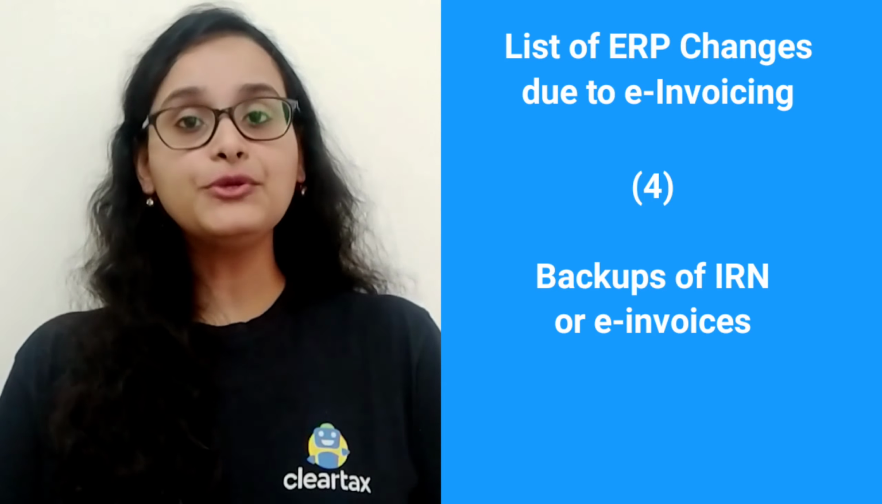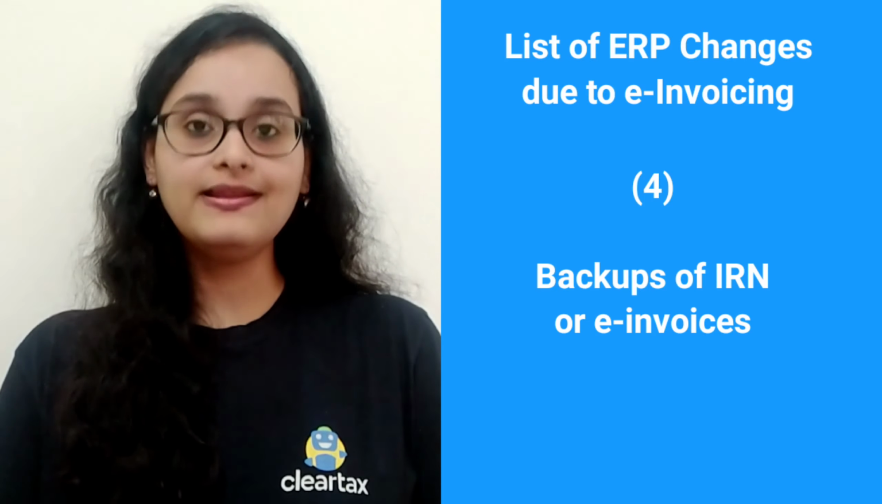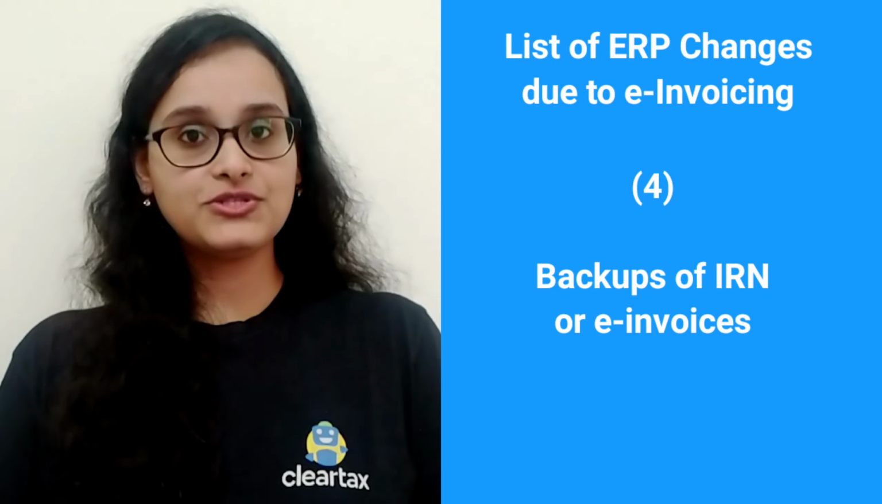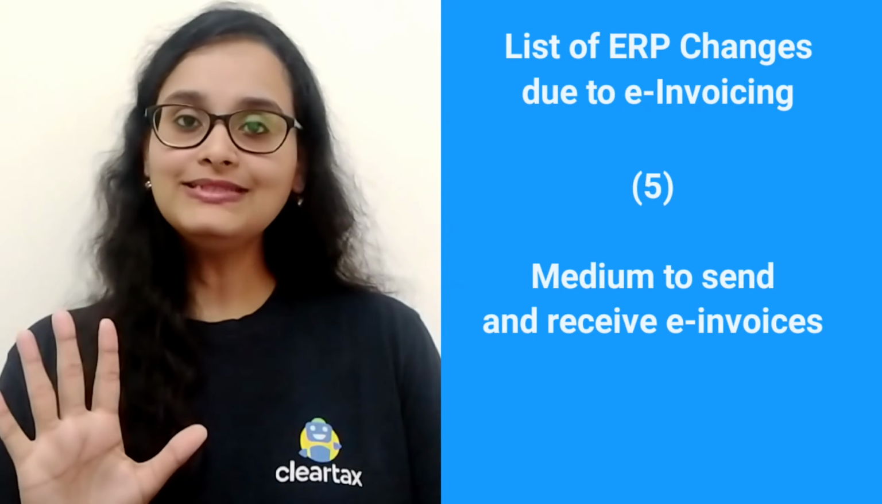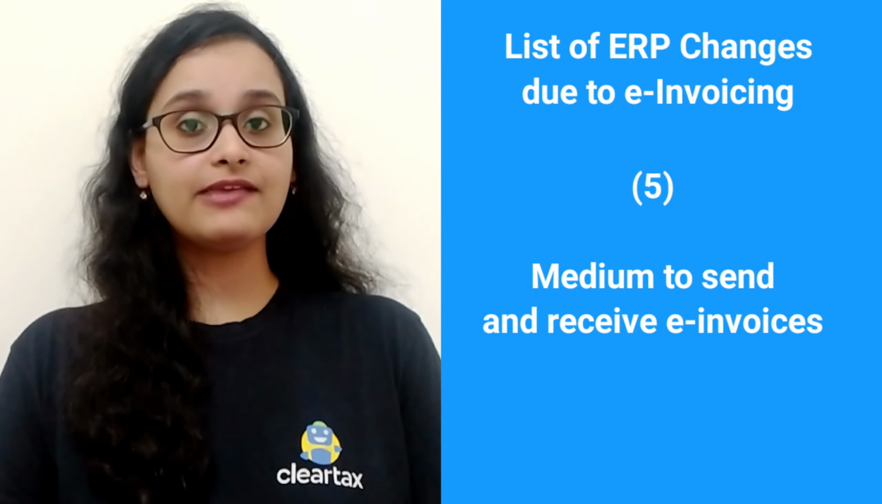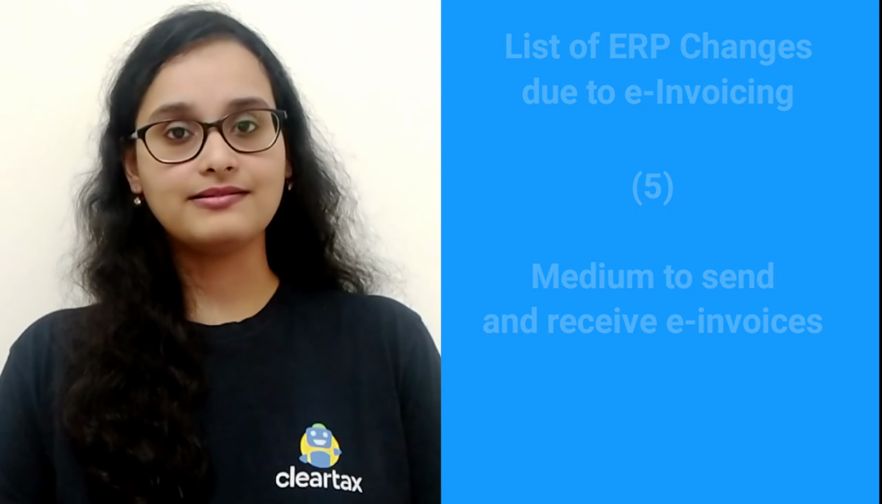Hence, for an audit trail and future reference and retrieval of invoice information, the ERP system must be able to store e-invoices. Further, much older e-invoices must be archived into a separate backup medium. Fifth on the list is a communication medium for sending and receiving e-invoices with or from your business partners. The ERP program must be capable of auto-sharing e-invoices with your respective recipients as and when it is generated with the IRN and QR code from the IRP.